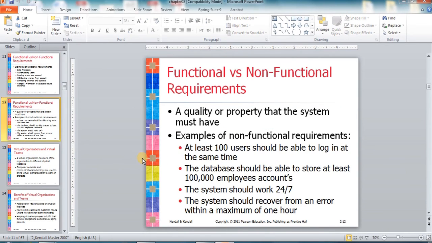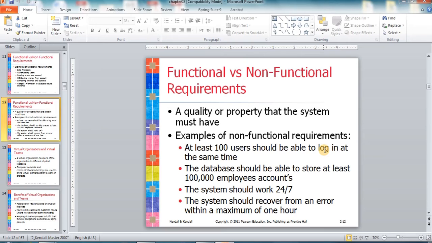On the other hand, non-functional requirements specify a certain quality or property that should exist within the system. For example, if we say that at least 100 users should be able to log in and use the system at the same time, the system should be able to handle 100 users concurrently.